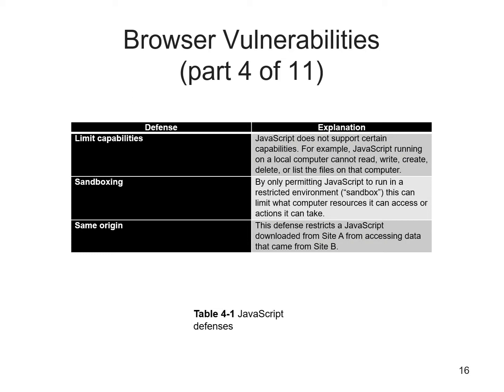There is a thing called sandboxing that only allows the script to run in a restricted environment, and it would do only those limited operations, and you'll be aware that this script is capable of doing these things and it won't do anything more than what it is supposed to do. Now, same origin is the defense that restricts a script downloaded from site A from accessing data that came from site B, and that's it. So it won't be able to do anything more than that.